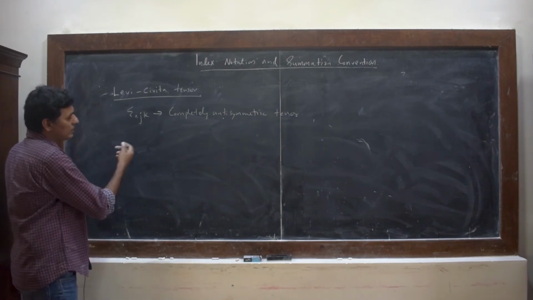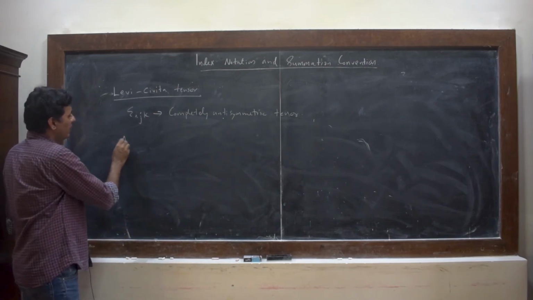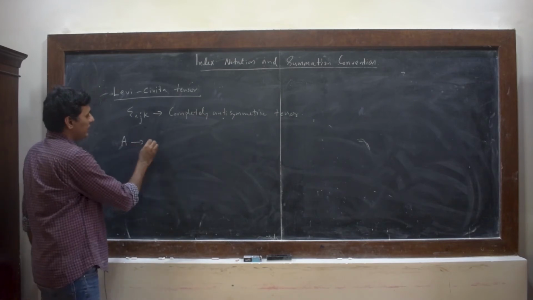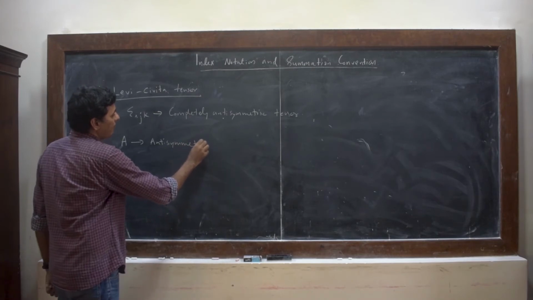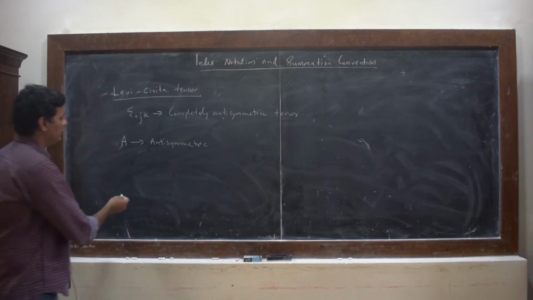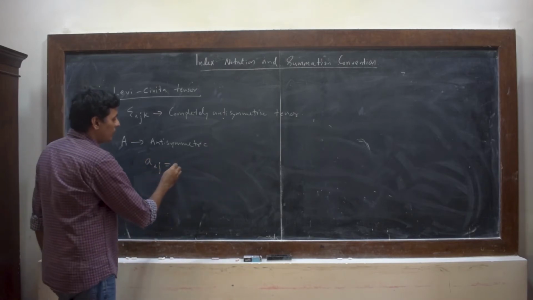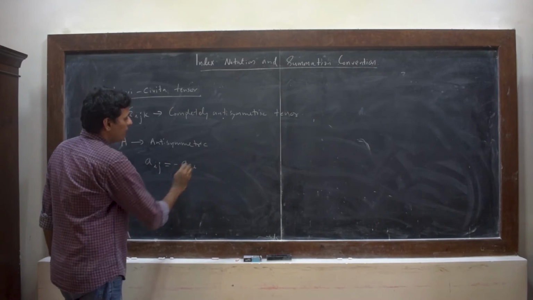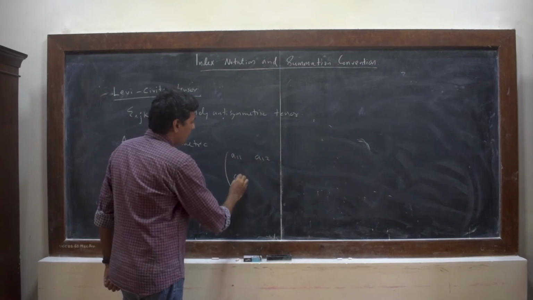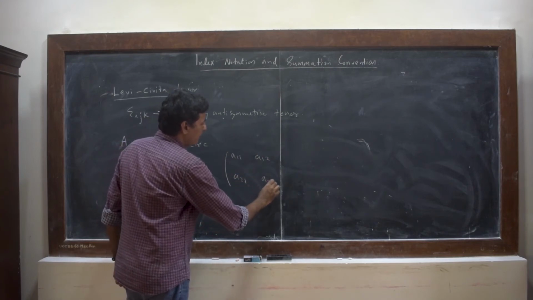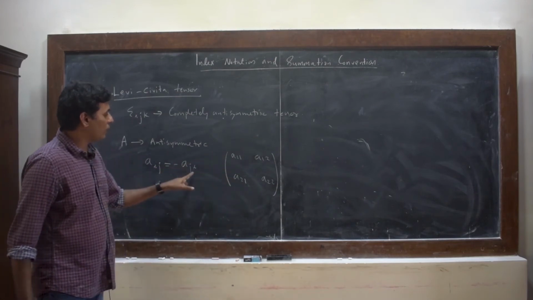Let me start with an object, a matrix which is antisymmetric. Suppose that A is a matrix which is antisymmetric. Then what does it say? Its ijth component Aij is equal to minus Aji. Suppose you have a matrix A11, A12, A21, A22. If it is antisymmetric, then Aij must be equal to minus Aji.